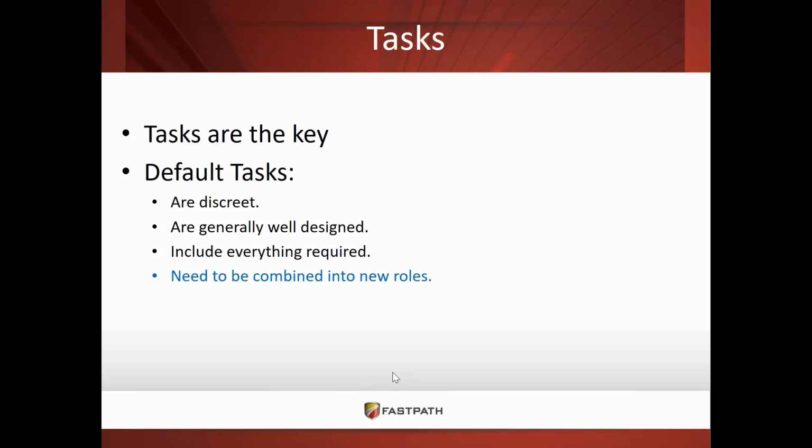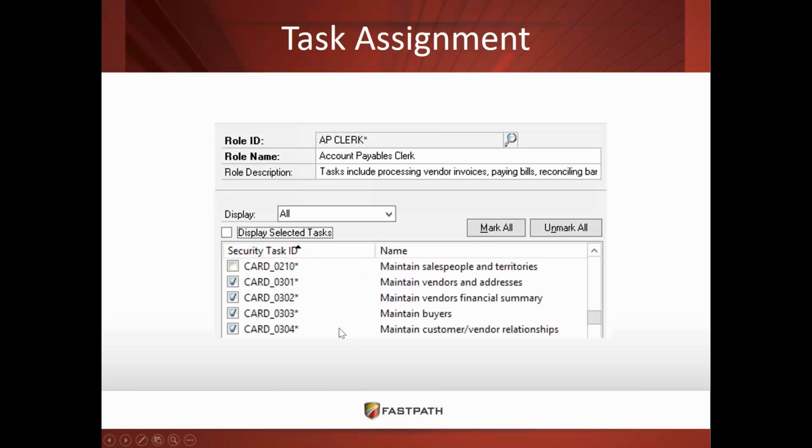That's the difficulty in GP security. The default tasks out of the box though usually don't have those issues. They usually include everything that's required to complete that task. So what we say is use the tasks as your basis and then combine those into new roles, because they are pretty good. You would just take them and maybe create a new role that is useful to your organization, what your functions are, etc.